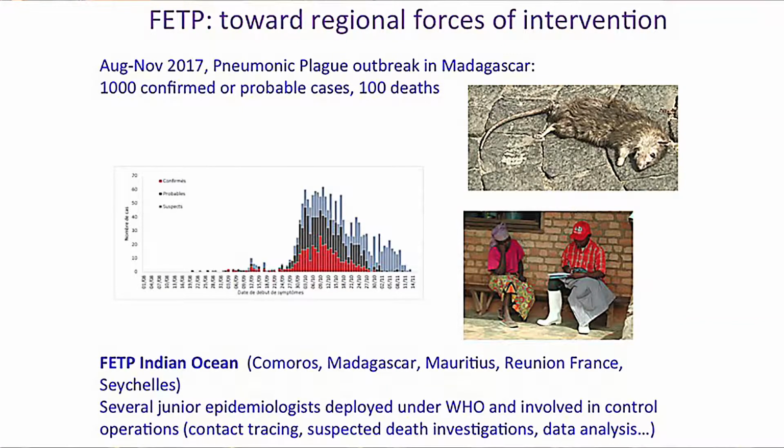Here, I'm just going to give you an example of how this FETP could react at regional level. To me, that's really what we can expect from this FETP: moving from a national capacity to a regional capacity. I'm just back from the biggest pneumonic plague outbreak reported in one century, in Madagascar. WHO had deployed FETP members from a program of the Indian Ocean, and they were part of the response. They were deployed under WHO.